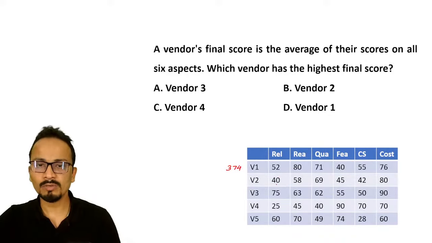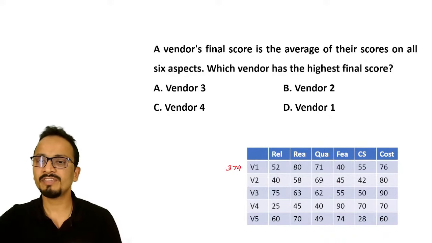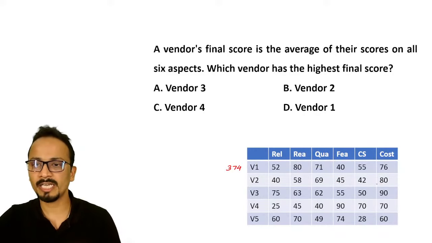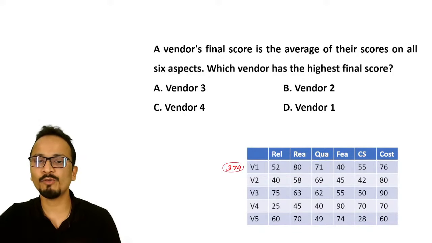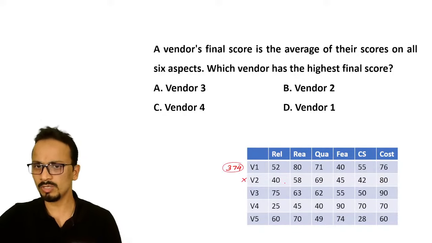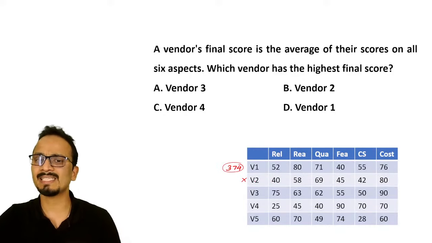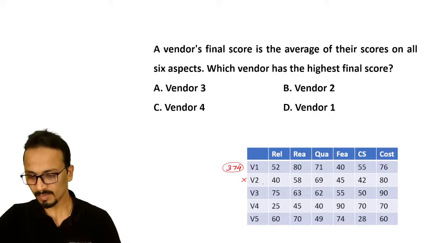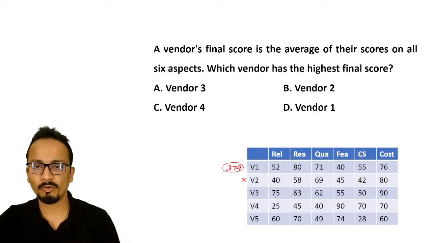Now for vendor 2, 90, 150, 190, 230 and 310, 317. So definitely this is less than 374. So I'll not check for vendor 2 because approximately this is around 320. Okay, so I'll be saving some time, right?